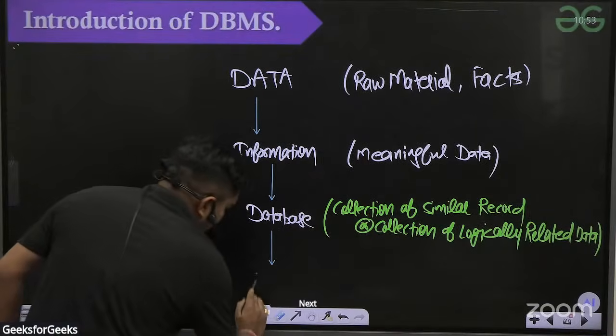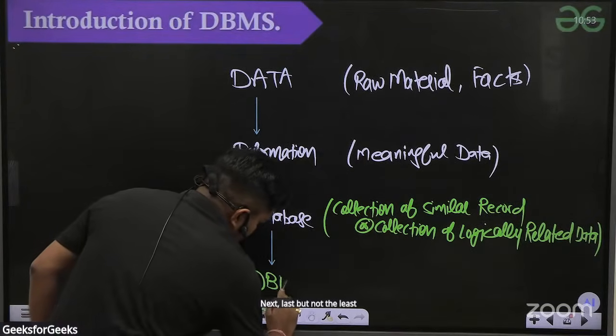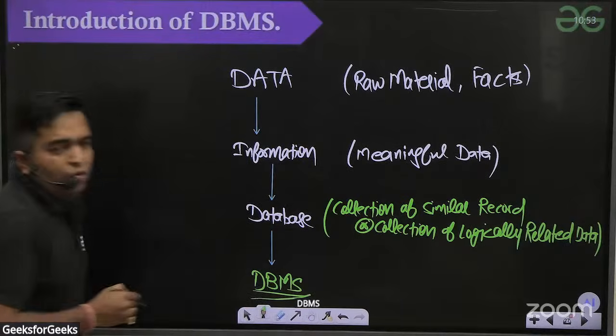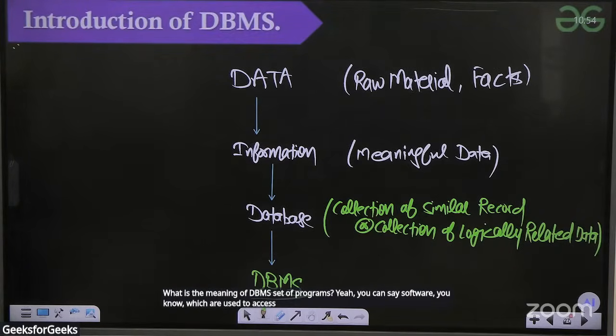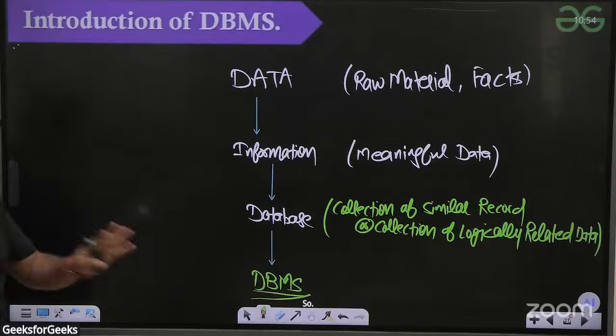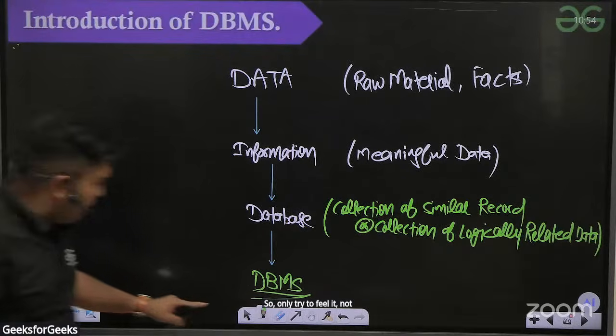Next, last but not the least, DBMS. What is the meaning of DBMS? A set of programs, you can say software, which are used to access and manipulate the data in an efficient and fast manner. There are so many definitions of the DBMS, but it is not asked in any GATE exam. So only try to feel it, not learn it.